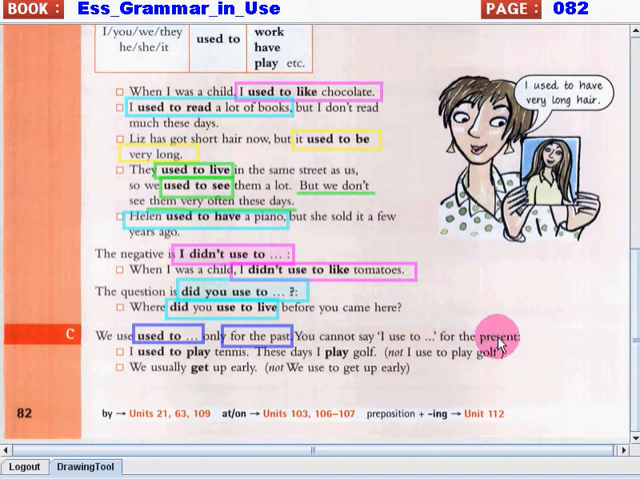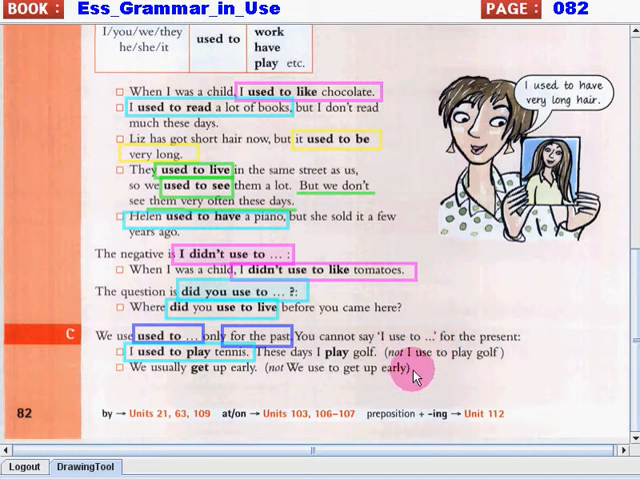Let's have some examples here. I used to play tennis. These days, I play golf. So you're saying here that before you played tennis, but now you play golf, not tennis anymore. So don't say "I used to play golf." We have to have the D in the word "used."